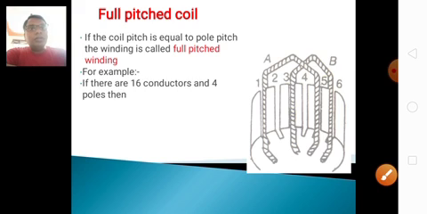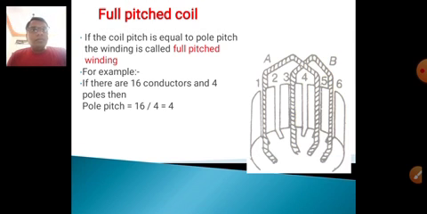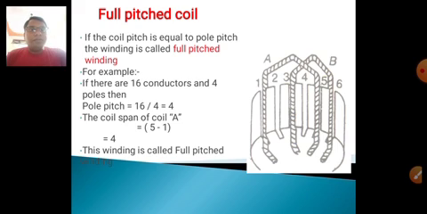For example, if there are 16 conductors and 4 poles, then the pole pitch is 16 by 4, that is equal to 4. The coil span is also 4. This winding is called a full pitched winding.